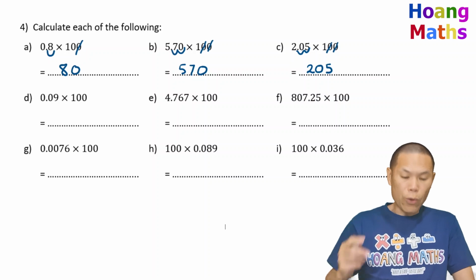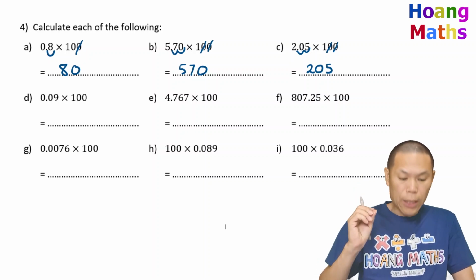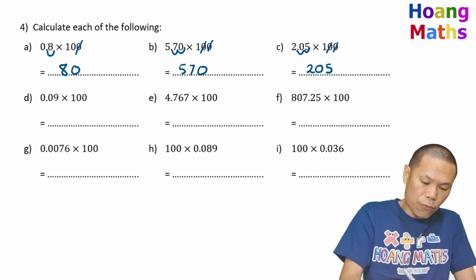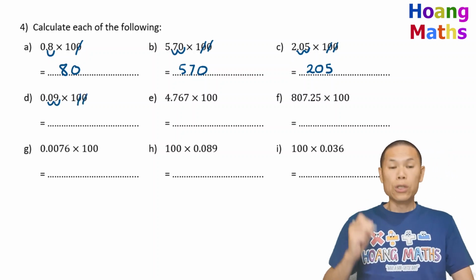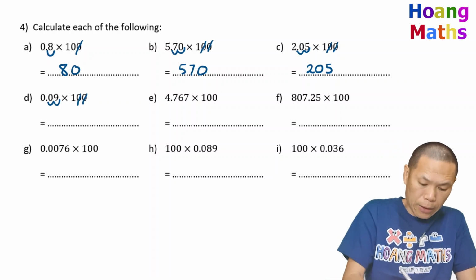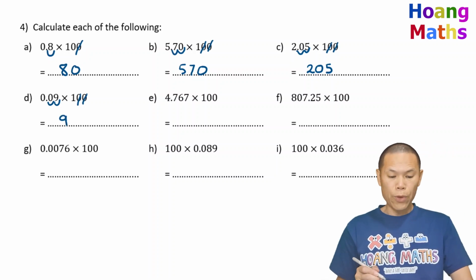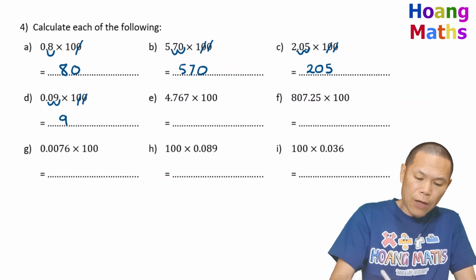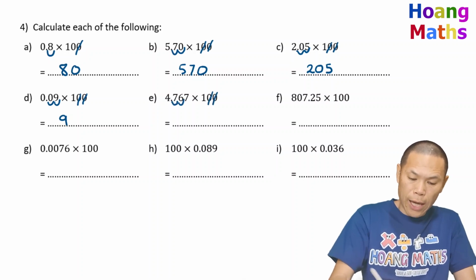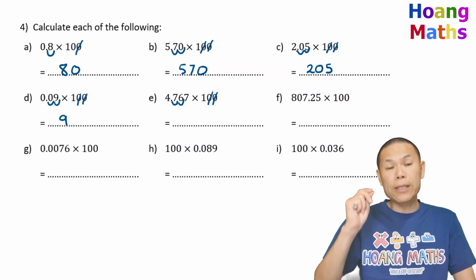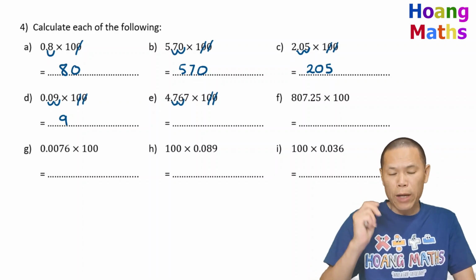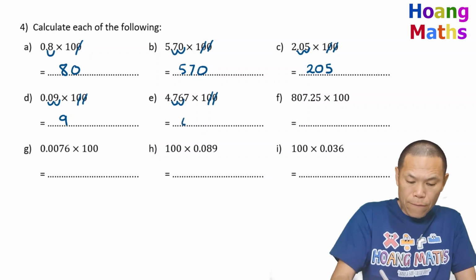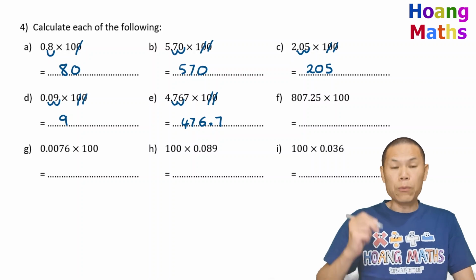Part D. So we have 0.09 times 100. So we move this 1 unit, cancel that. Move 1 unit, cancel that. So 9 times 1 is 9. So there you go. Part E. So we times 100, we move this 1 unit, cancel. We move 1 unit, we cancel. So that is 476.7 times 1. So the answer is 476.7.